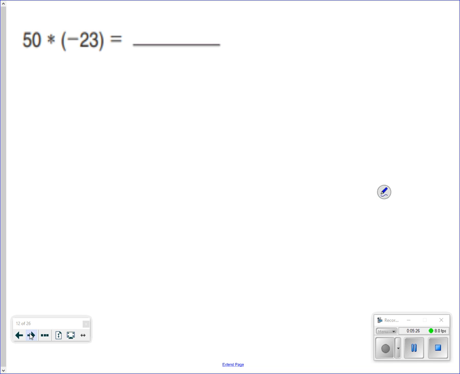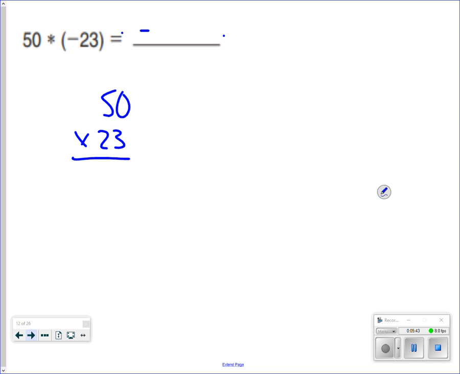50 times negative 23. Well, I'll tell you this, I don't know what this is mentally, but I do know that my answer is going to be negative because I have a positive times a negative. So I just simply have to multiply. You're going to have to do this today. Just make sure that once you do all your multiplication, you have the correct sign in your answer.